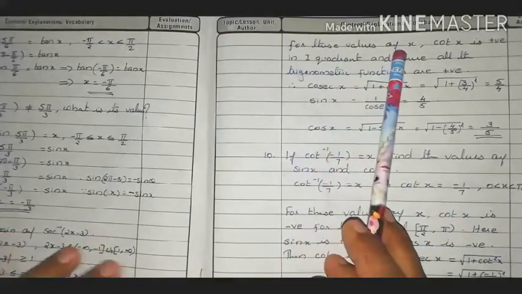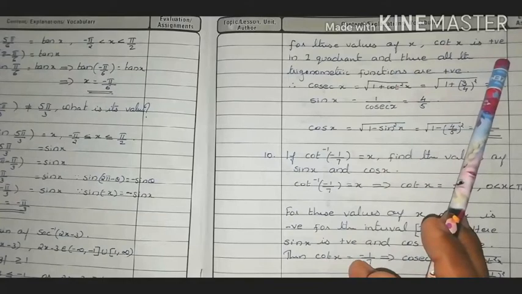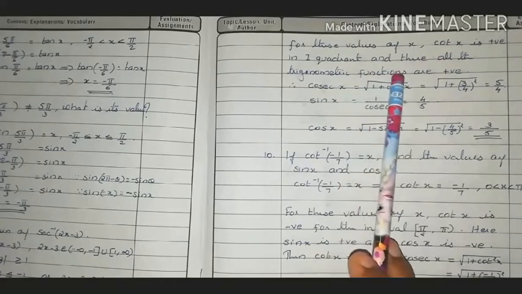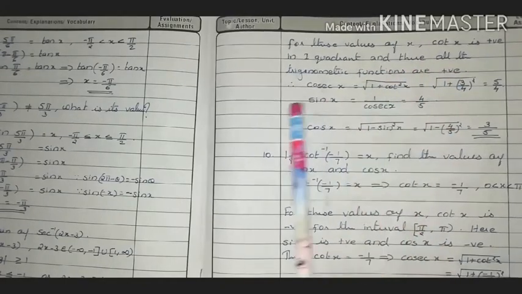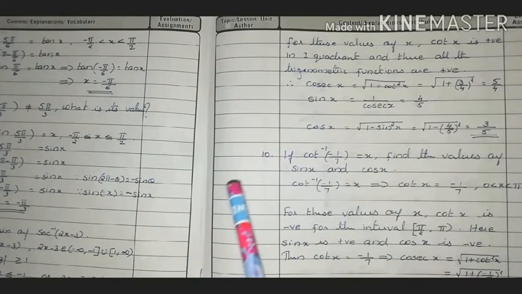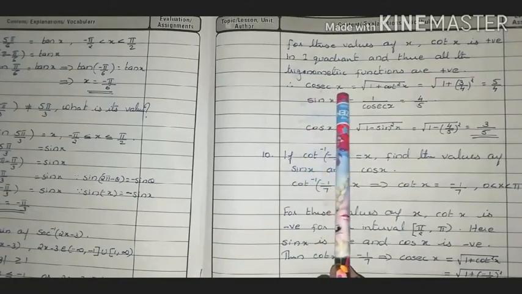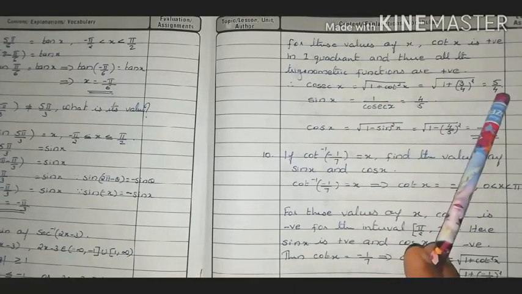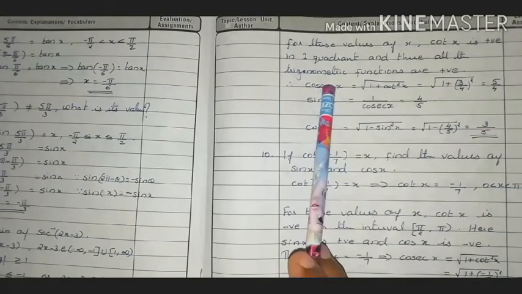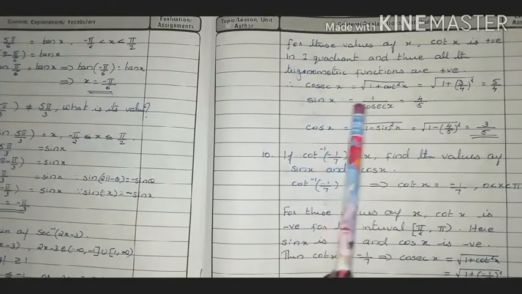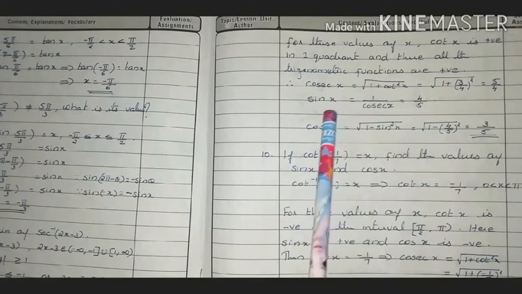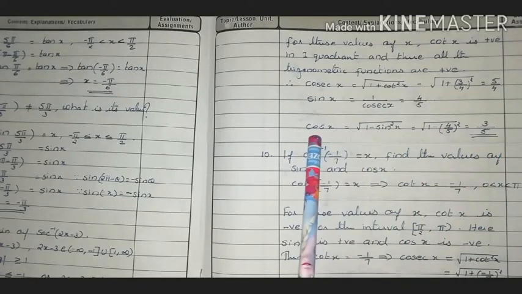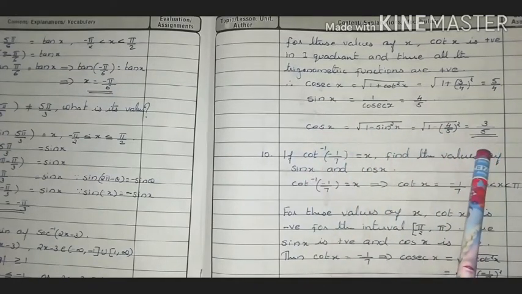For these values of x, in the first quadrant, all the trigonometric functions are positive. So from cot x is equal to 3 by 4, we can find cosec x is equal to square root of 1 plus cot square x, which is equal to 5 by 4. From cosec x we can find sin x. Sin x is equal to 4 by 5. And from sin x we can find cos x. Cos x is equal to 3 by 5. So the required answer: cos x is equal to 3 divided by 5.